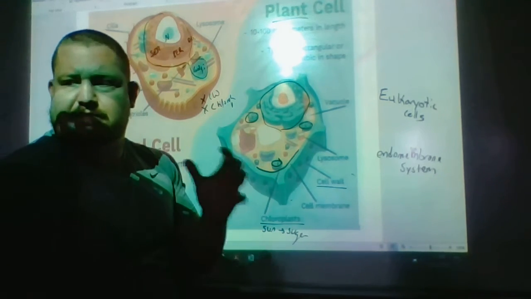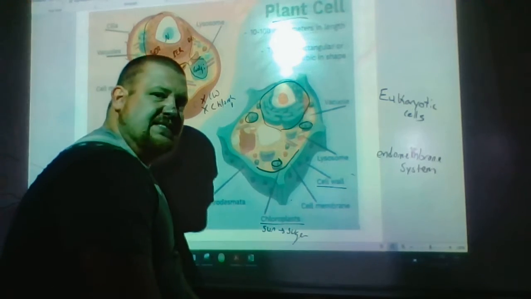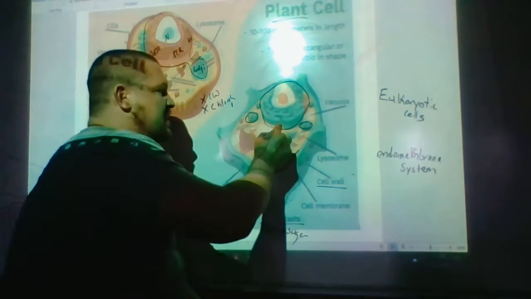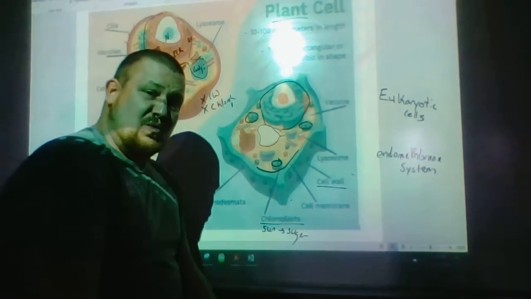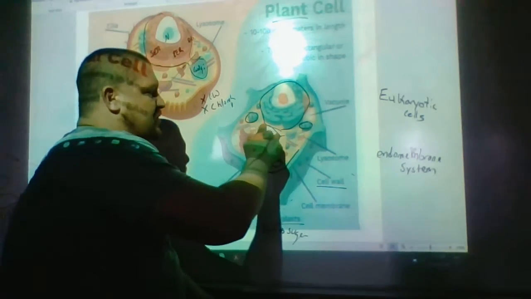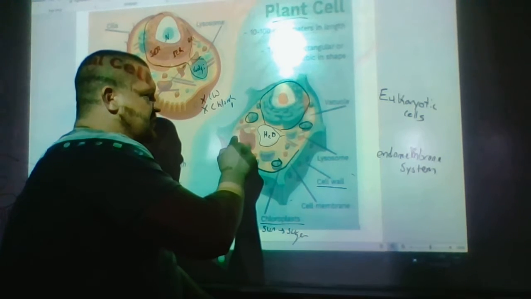Finally, the big key identifying feature about a plant cell that is not in animal cells is this giant vacuole in here. Right, a vacuole is like a storage sac. It's going to store H2O. Okay, so this is the central vacuole.